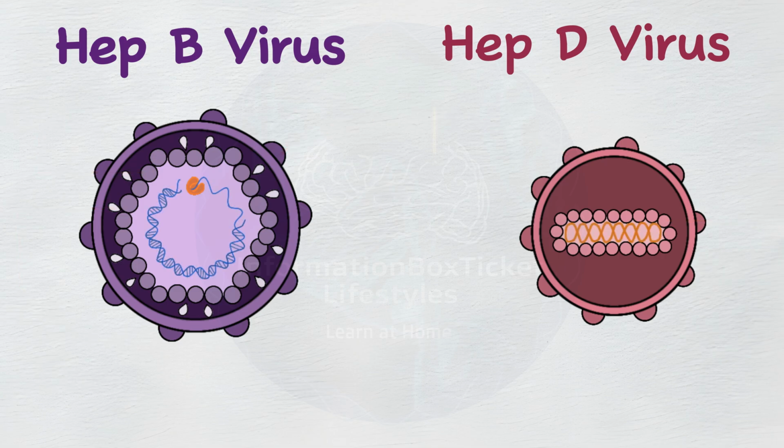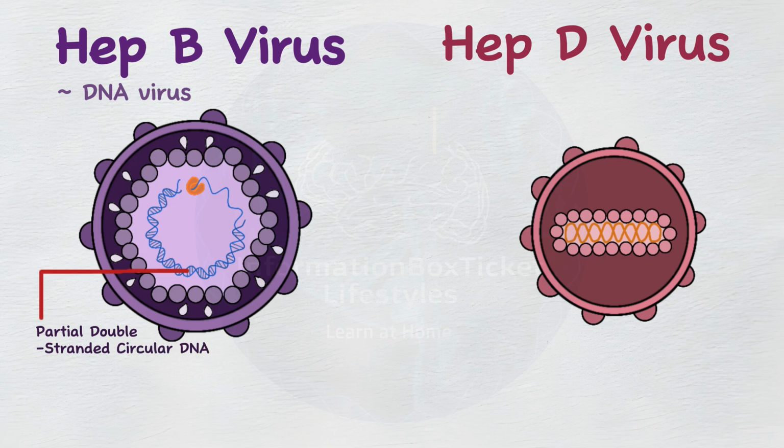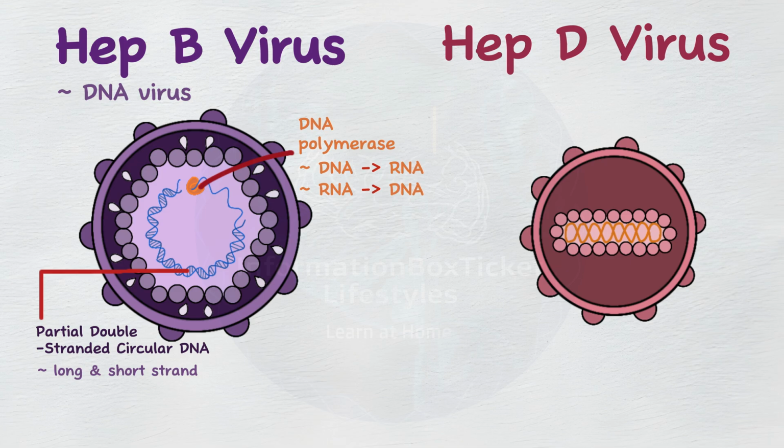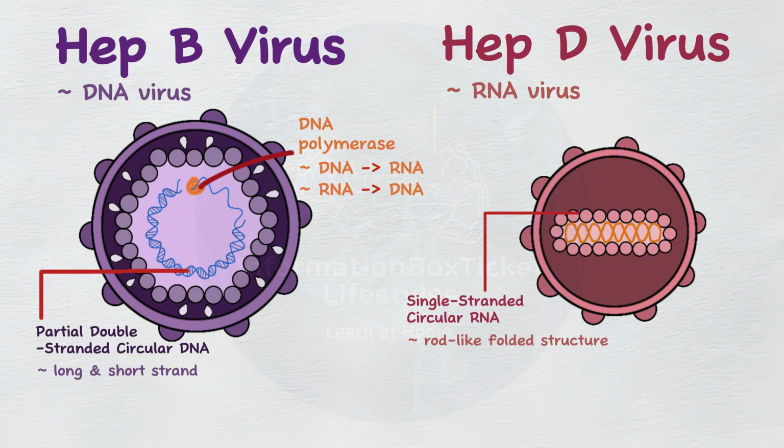The viral genetic material is contained within the capsid. Hep B is a DNA virus, which implies that a portion of its capsid is made up of double-stranded circular DNA that is composed of a long and a short strand, with the long strand being single-stranded in this instance. Moreover, it contains DNA polymerase, an enzyme that can convert DNA to RNA and vice versa, and has activity depending on both DNA and RNA. However, because HepD is an RNA virus, the single-stranded circular RNA it carries is folded into a rod-like form in its capsid. This allows host cell enzymes to use it in place of double-stranded DNA.